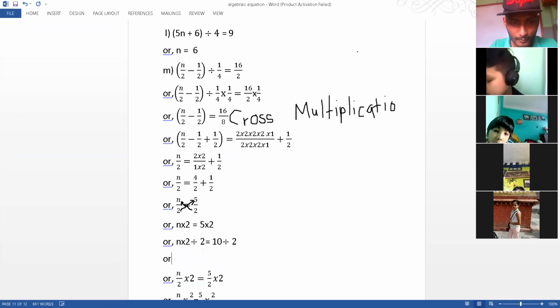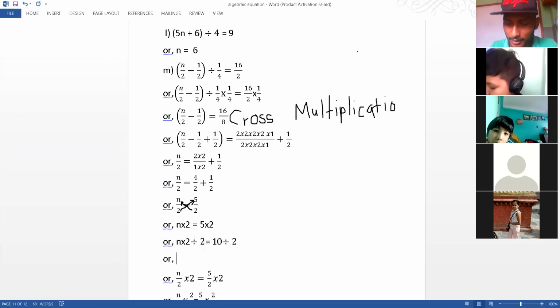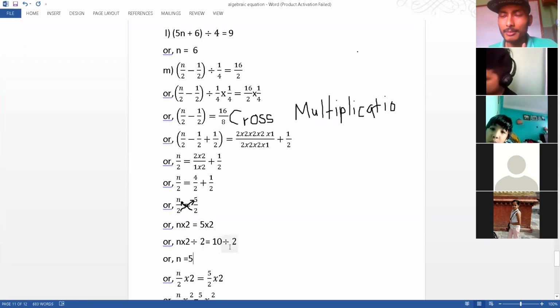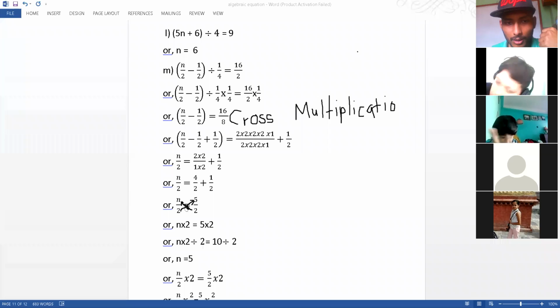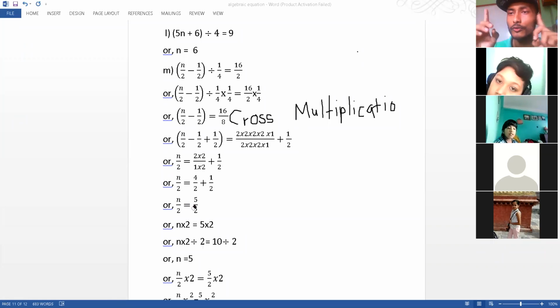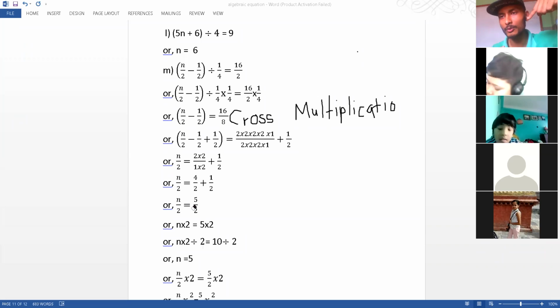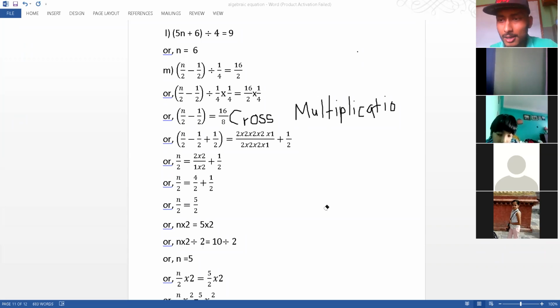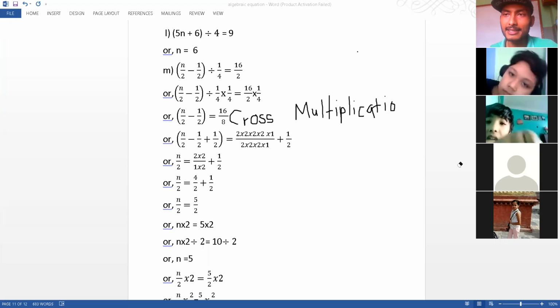Is that okay? n equals 5. Where didn't you understand, Kavya? You just need to tell me where you didn't understand. I just taught you a new technique. It's tricky, but it's a new technique in which where there are two fractions, one on each side, we can cross multiply. One more question, I'll give you a lot of questions. But do you understand?